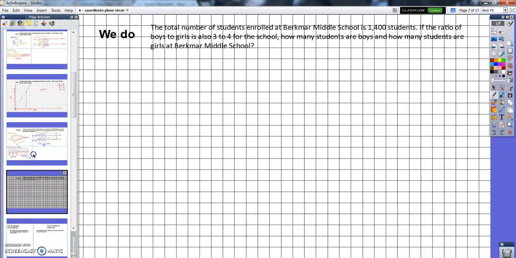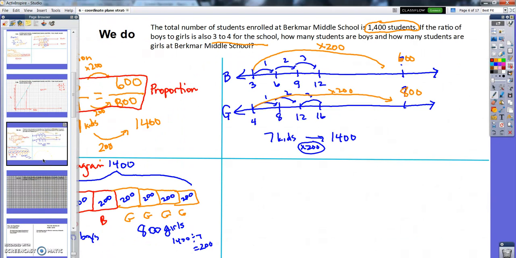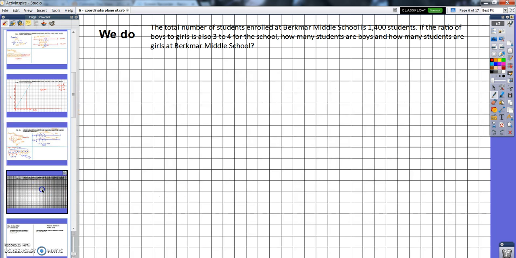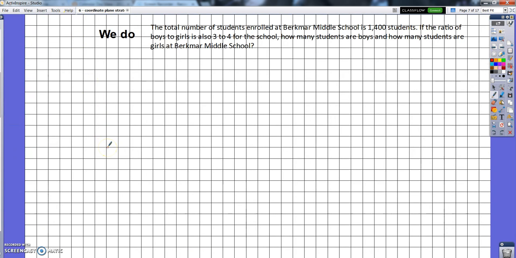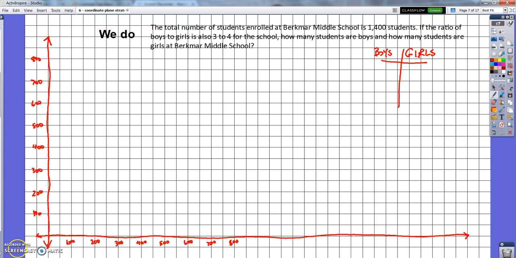So Berkmar Middle School, 1,400 students. The ratio of boys to girls is 3 to 4. How many students are boys and how many students are girls at Berkmar Middle School? So what I'm going to do, I'm going to pause real quick and set up my number lines, because I'm running a little short on time, and then they're just going to appear for you instantly. Boom, and there it is.